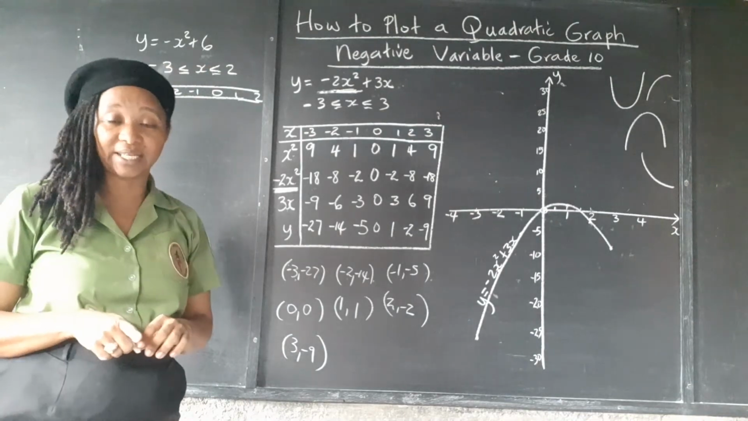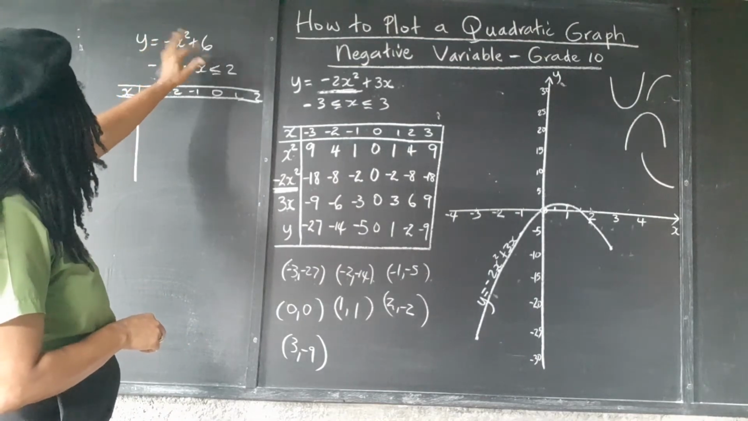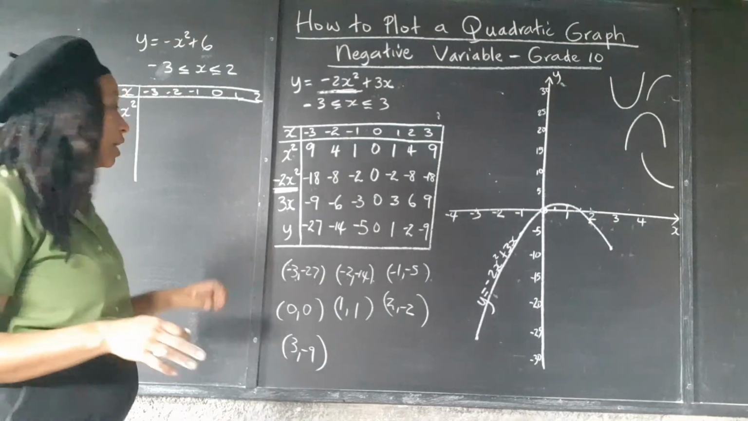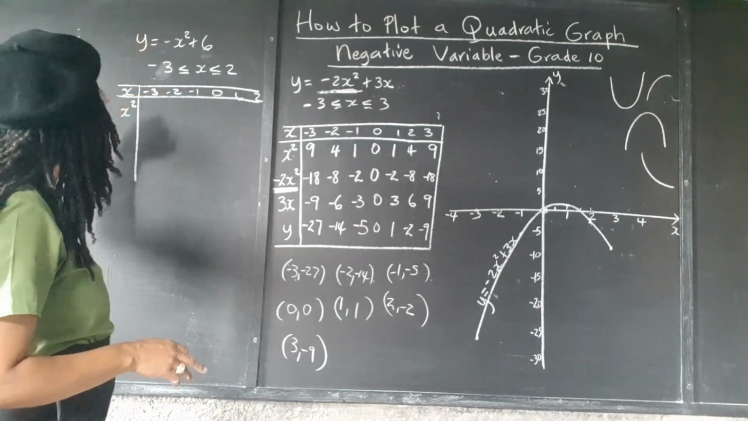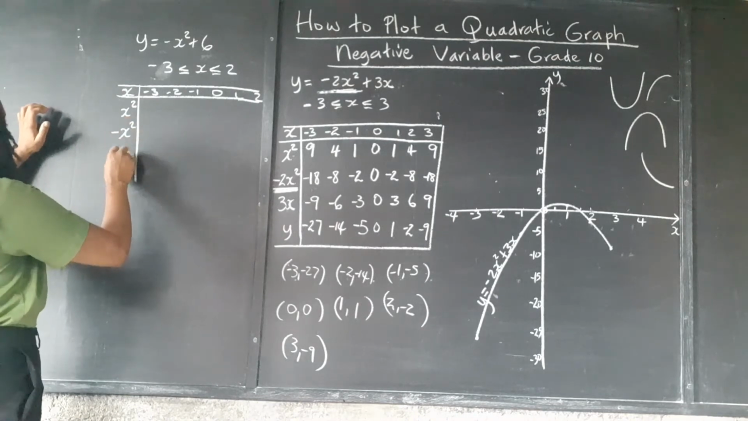That's a common mistake that's made. Persons just plug in the value as a negative and square it, and you'll end up with a positive number. Square the x first, so write your x squared first, and then make those values negative, and then you add 6.